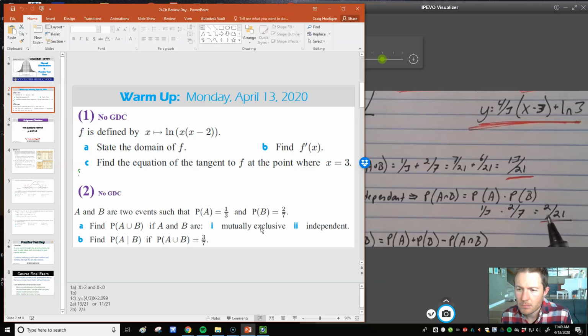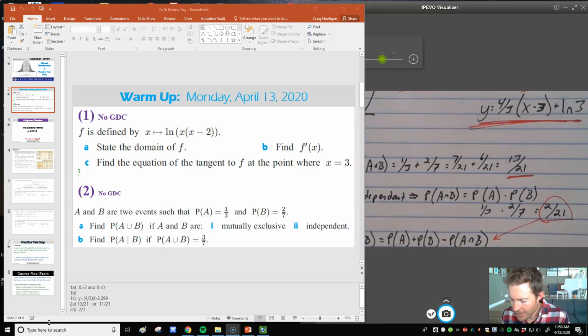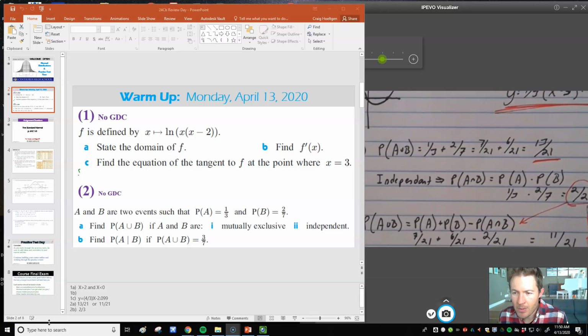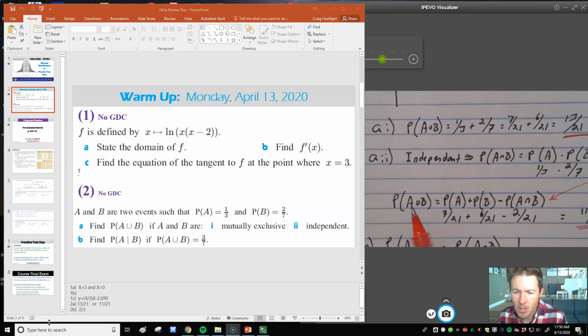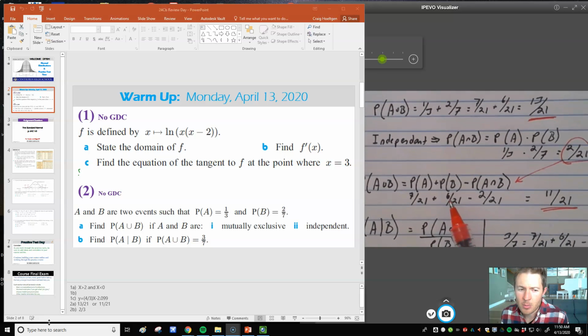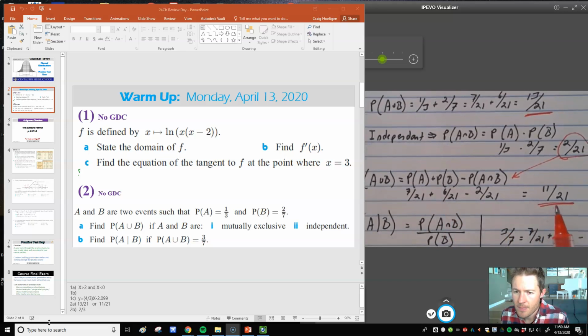All right, so now that we have the intersection, we can plug into the general union equation. This is usually the union equation. The probability of A union B is equal to probability of A plus probability of B minus the overlapping that you end up double counting. So now this was given, this was given, this we just solved for, plug them all in, and I do believe you're going to get 11/21. There's your end answer. Part B, find A given B, if they tell us the union here.